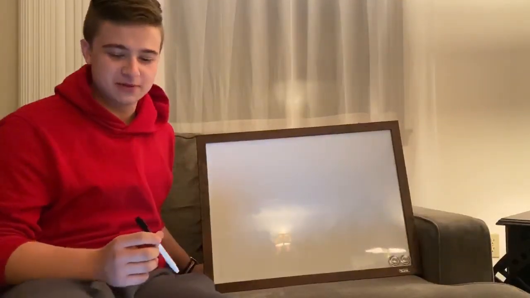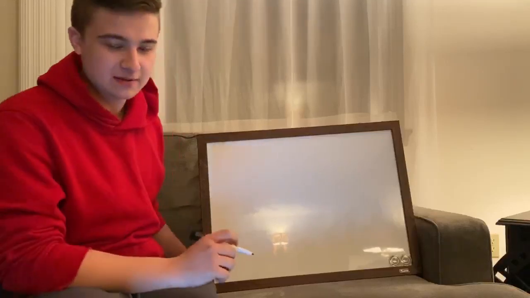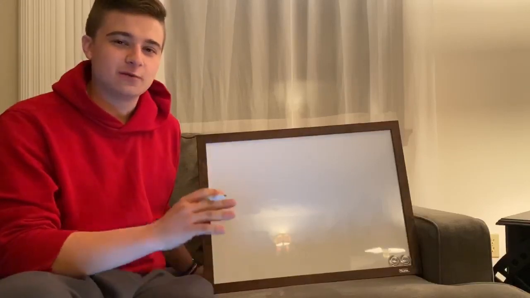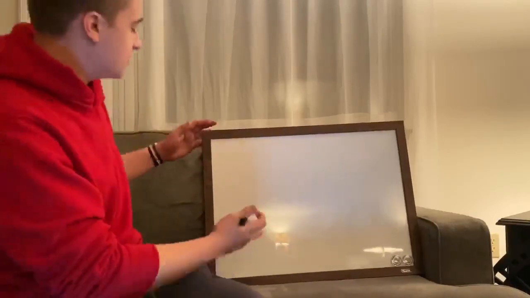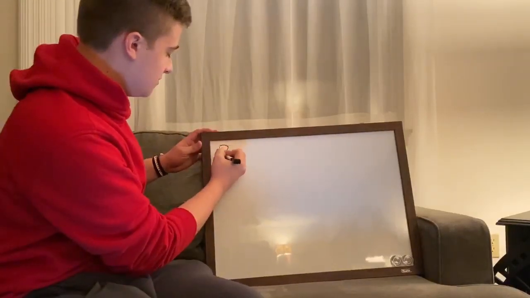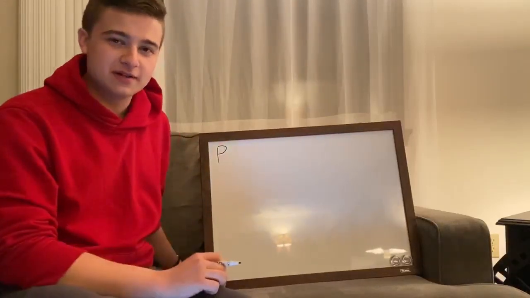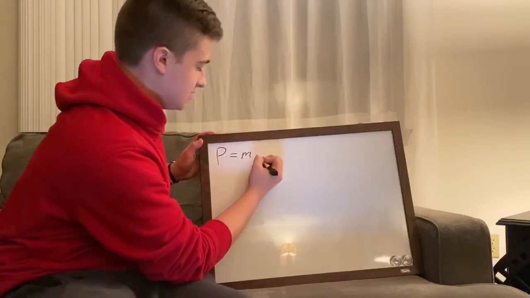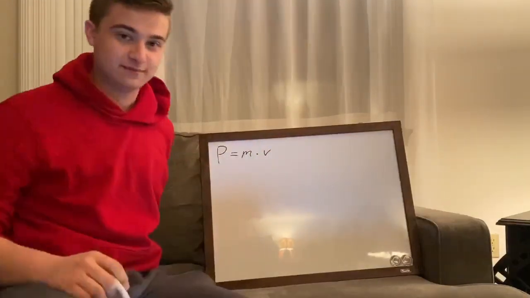Momentum is a relationship between the mass and the velocity, being the speed and direction of an object. Only when an object is in motion does it have momentum. An object at rest always has zero momentum because its velocity is zero. Momentum is represented by the variable p. And we can find momentum by using the formula p equals mass times velocity.